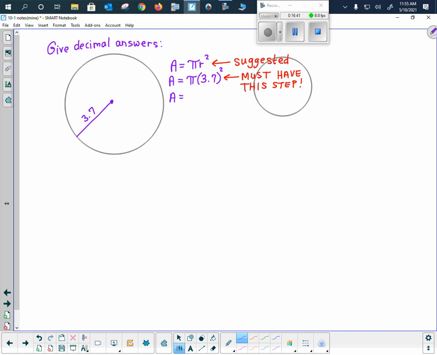All right, and then you can go to area, and they want a decimal answer, so it's going to be 3.7 squared, and then don't forget to hit times pi on your calculator. Rounded to the nearest hundredth, 43.01 units squared.